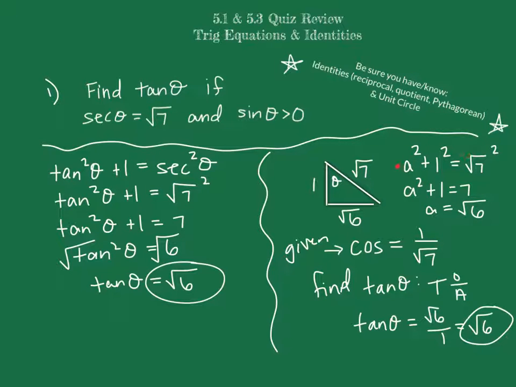Now, look at how similar this is to what we just did here. It's the same thing. That's why these are called Pythagorean identities over here. To find tangent, tangent is TOA. So I took opposite divided by adjacent and got the square root of 6 in the same way. So there are a couple different ways to take a look at this. We can use those identities or the Pythagorean theorem, but they both stem from the Pythagorean theorem.